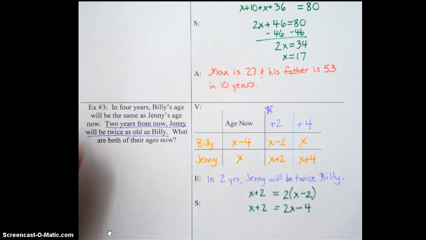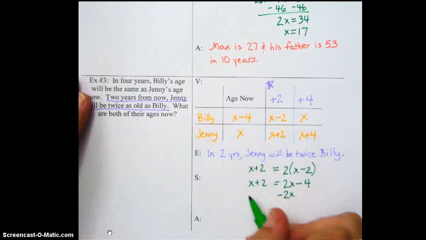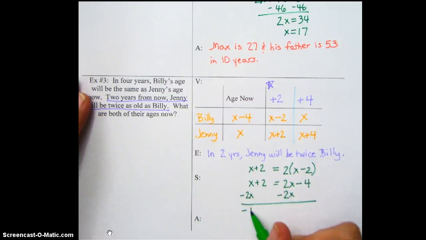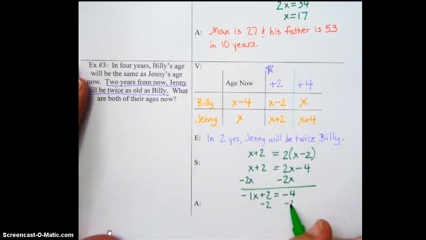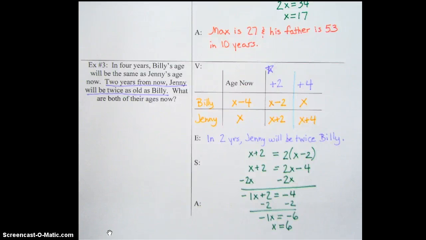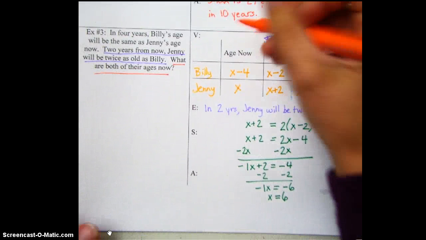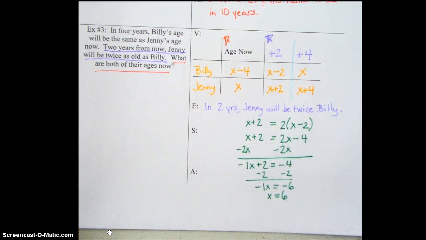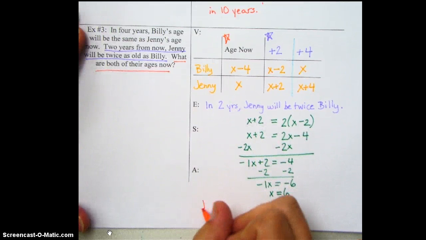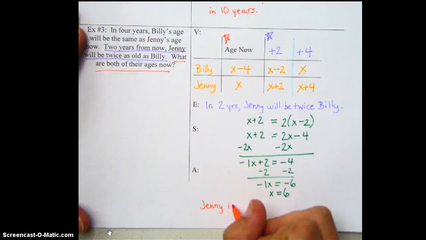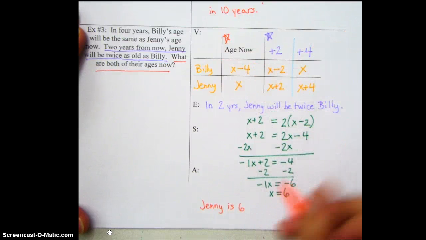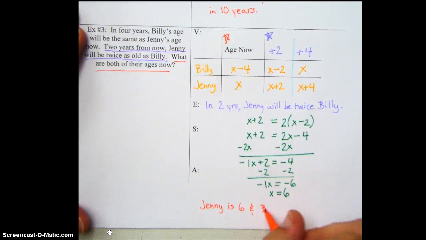And now we need to move the variables to one side. If we subtract 2x from both sides, we will get negative 1x plus 2 equals negative 4. By subtracting 2 on each side, we will get negative 1x equals negative 6, and then x will equal positive 6. Looking back at the question, it asks what are both of their ages now, which means we're plugging into the now column to answer our final question. 6 is going to replace Jenny, so Jenny is 6. And if we plug in 6 to Billy's age, 6 minus 4 gives us 2. So that means Billy is 2.